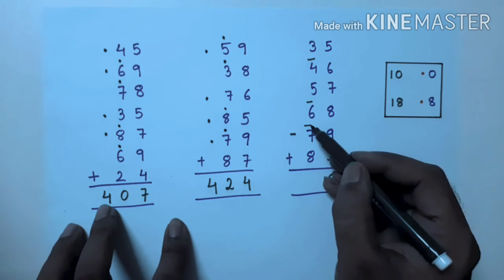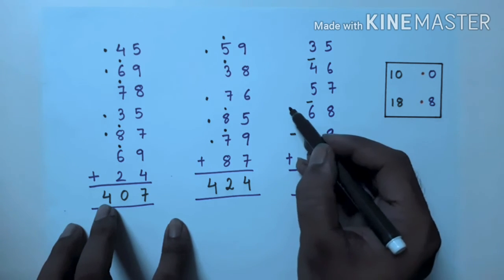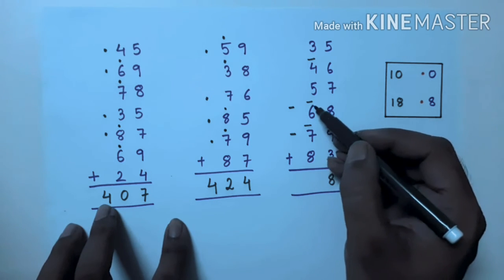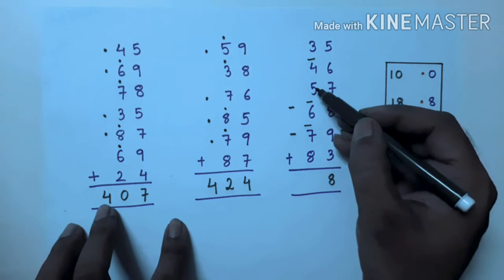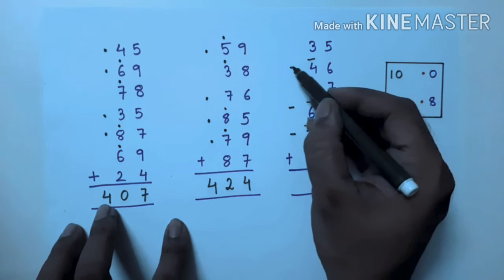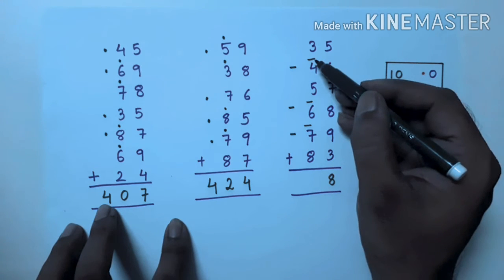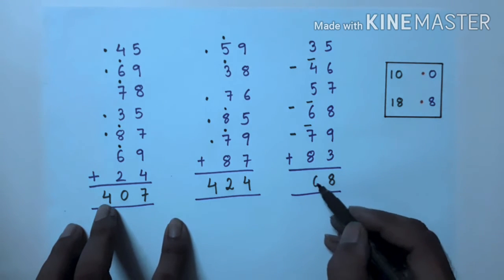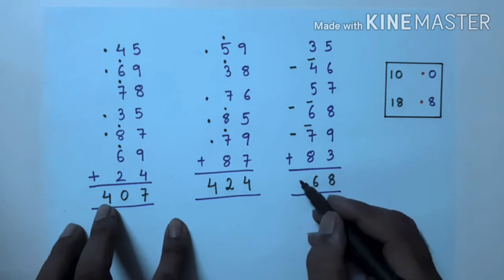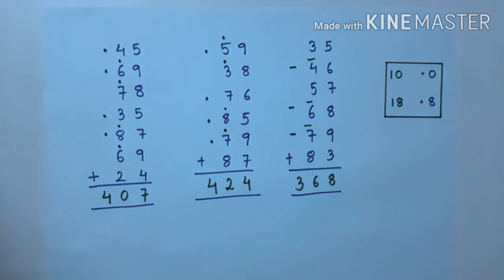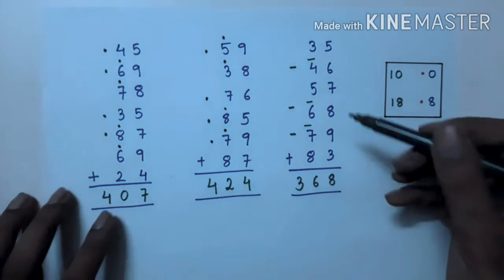5 plus dash, 6. 6 plus 6, 12, dash, 2 in the mind. 2 plus dash, 3. 3 plus 5, 8. 8 plus 4, 12, dash, 2 in the mind. 2 dash, 3, 3, 3, 6. How many dashes are there? 3 are there. So we can write 368. We can check the answer also.